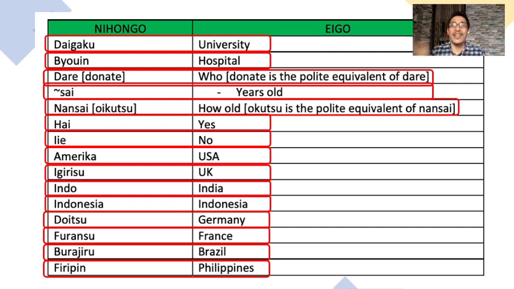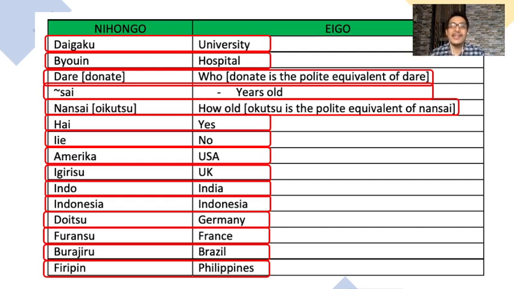So we have the equivalent. Daigaku means university. Byoin means hospital. So you say byoin. Byouin is parlor, like a beauty parlor, so byoin without the long sound. But this one, byoin, is a long O sound. That's hospital. Dare or donata, that's who. Donata is the polite equivalent of dare. So that's a misspelling. It should have been donata. Sai is years old. Nansai is how old, or oikutsu is the polite equivalent of nansai.